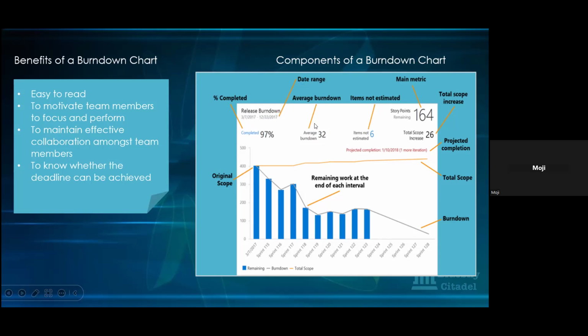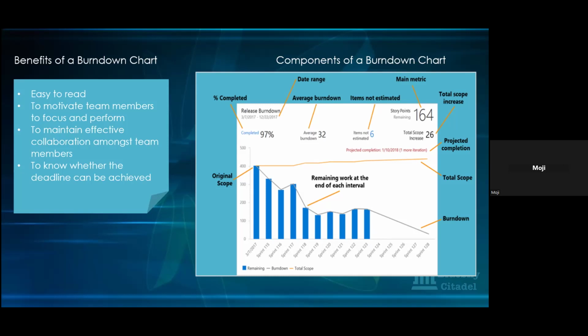You have the average burn down. So another thing the chart does is it calculates an average burn down. And what it's looking at is at this particular sprint, this team were averagely burning 32 story points. So that's what that chart is telling us. Okay, and it's a story point chart. So you can have a story points chart, you can have a user story chart.